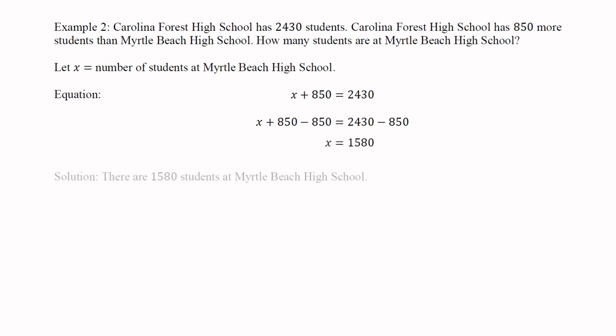So now that we have that number, we can write our solution. There are 1,580 students at Myrtle Beach High School. And notice here, it's not enough to just say there are 1,580 students. If you just say that, we don't know. At Carolina Forest High School, at Myrtle Beach High School, at some other school, you have to state what school you're talking about.